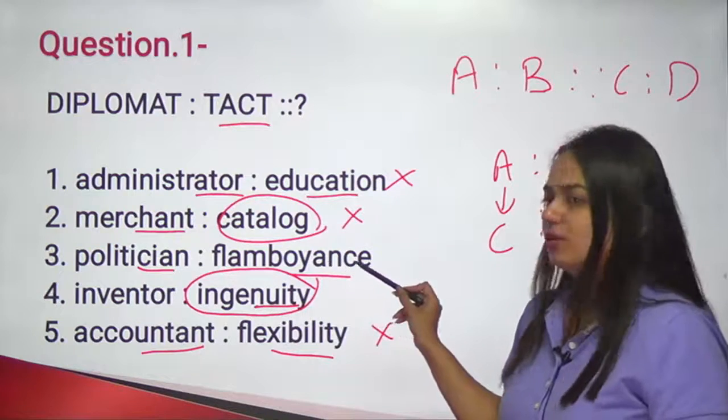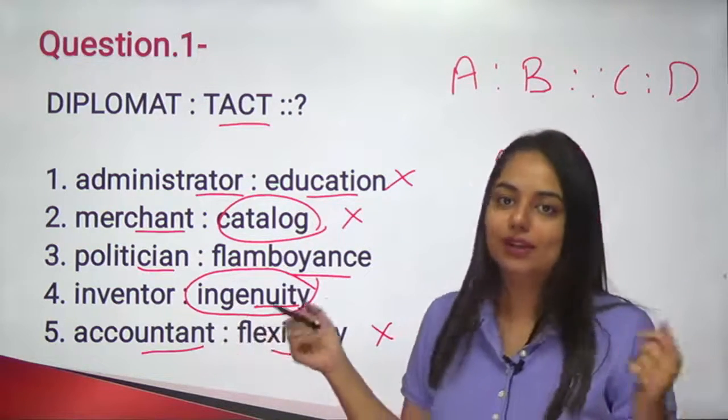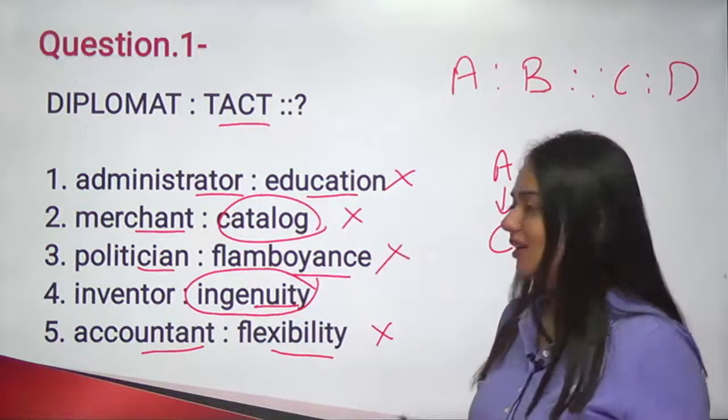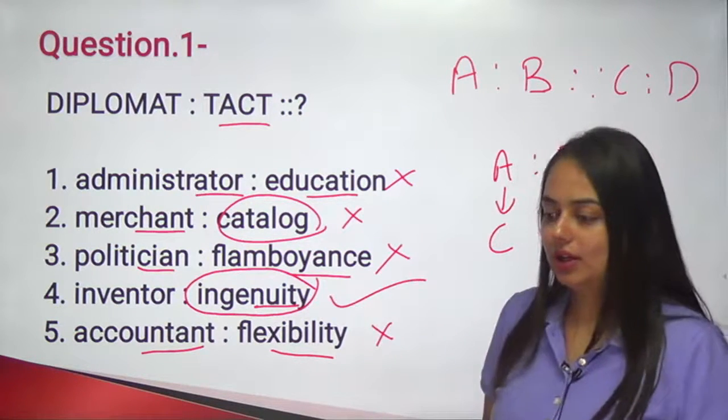Politician and flamboyance. Though flamboyance is a quality, we cannot say all politicians have this quality or that they are just known for their flamboyance. So we can eliminate this one. The only option we are left with is this one. Fourth one, ingenuity.